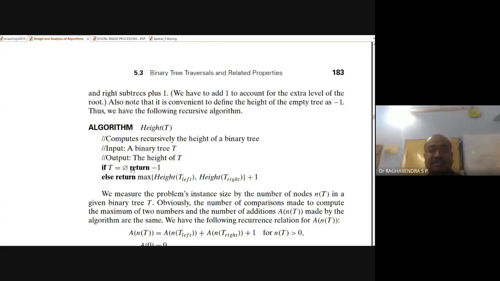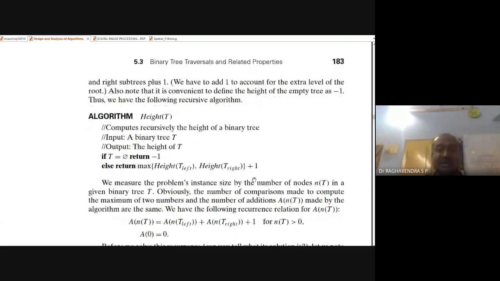Suppose if the t is null, if this is the null symbol, then return -1, meaning there is nothing, no tree is present. On the other hand, if a valid tree has been given, else return the maximum of either t left or t right. Then you add +1 because you have to visit the root node also.